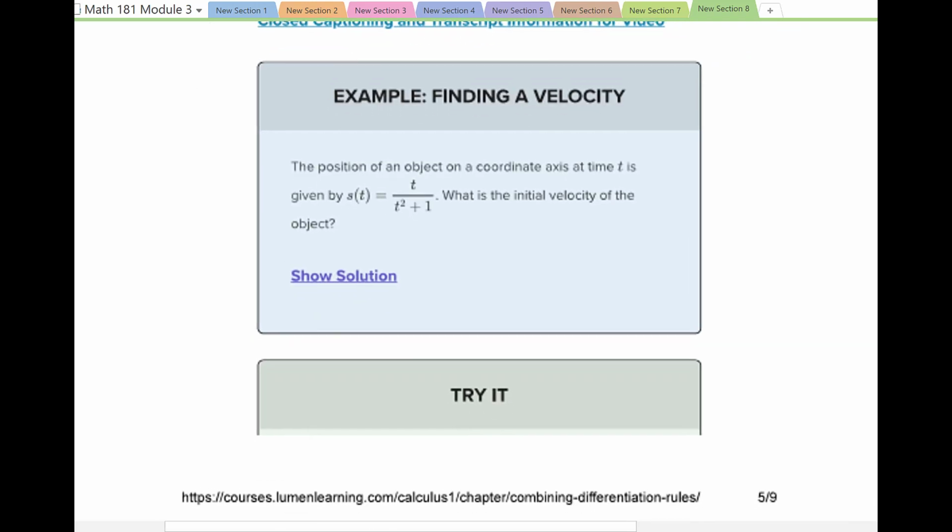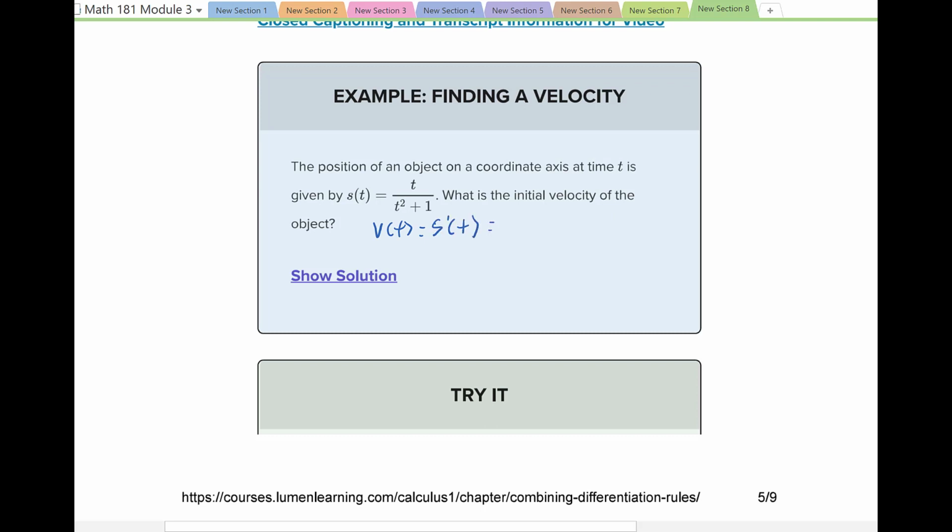It says the position function of an object on a coordinate axis at time t is given by s of t equals t over t squared plus 1. What is the initial velocity of the object? So what we're after is, what is the velocity at time 0? And we're going to take the derivative to find out. So we want to find velocity of t is s prime of t.